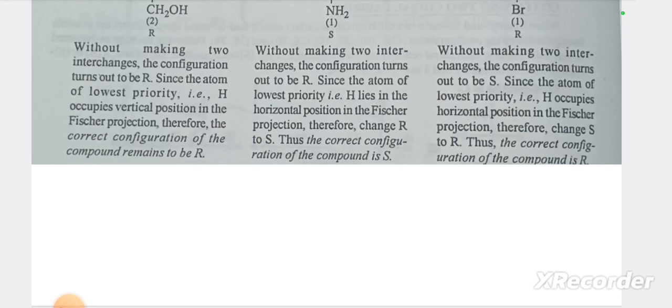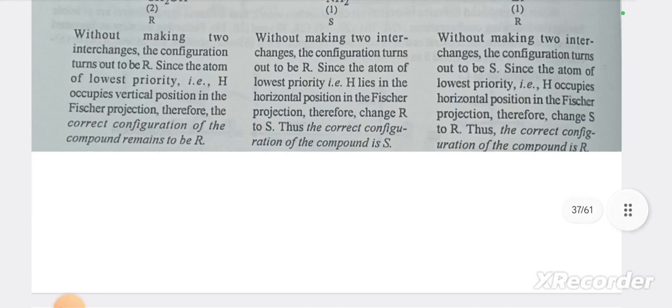Third, without making any interchange, the configuration turns out to be S since the atom of lowest priority, that is hydrogen, occupies a horizontal position in the Fischer projection. Therefore, change the S to R. Thus, the correct configuration of the compound is found to be R.